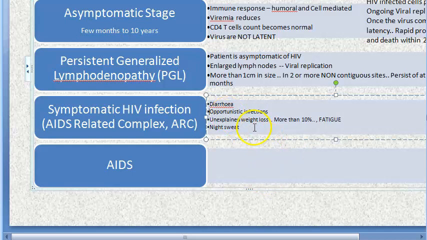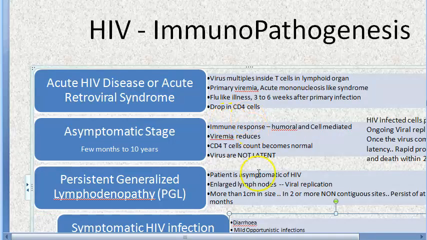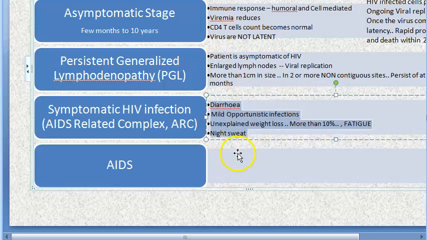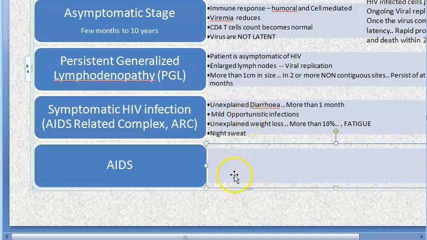Mild opportunistic infections, they are saying. This is mild opportunistic infection. At this point, they are not saying it is severe. It is just a mild opportunistic infection. Is it clear? Mild opportunistic infection. This diarrhea, unexplained, lasting more than 1 month. Okay, unexplained diarrhea. Everything you put off here.